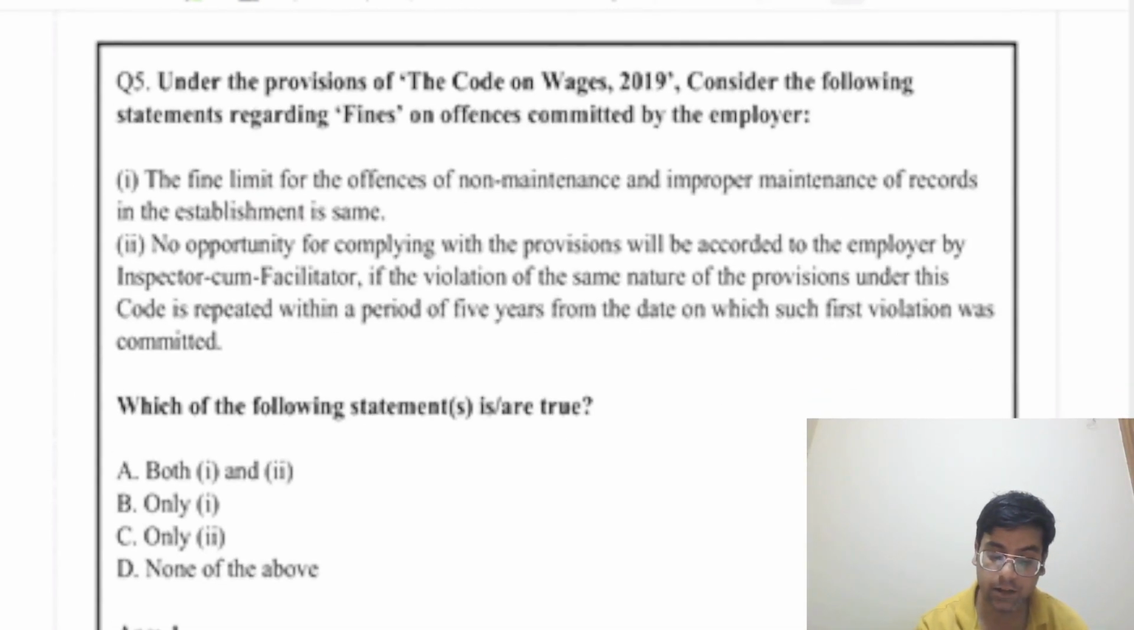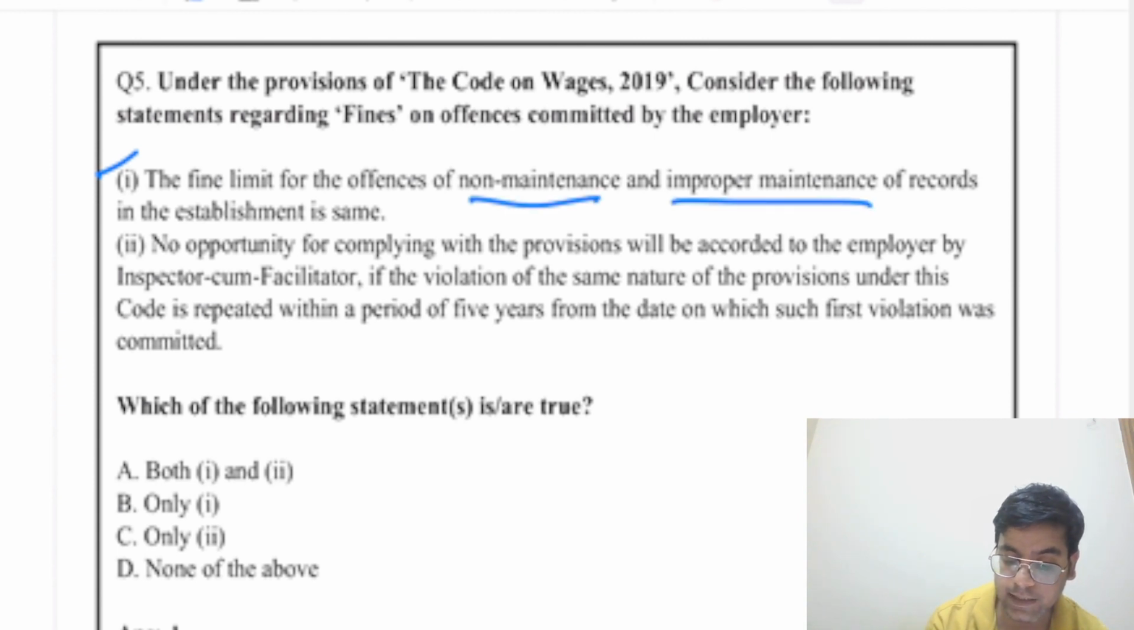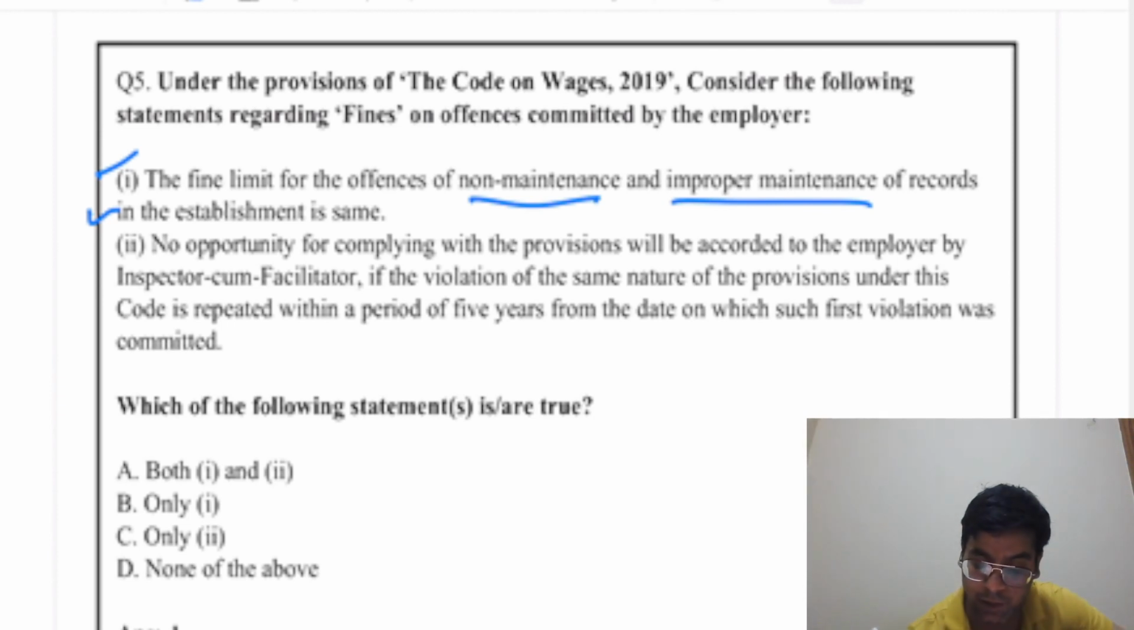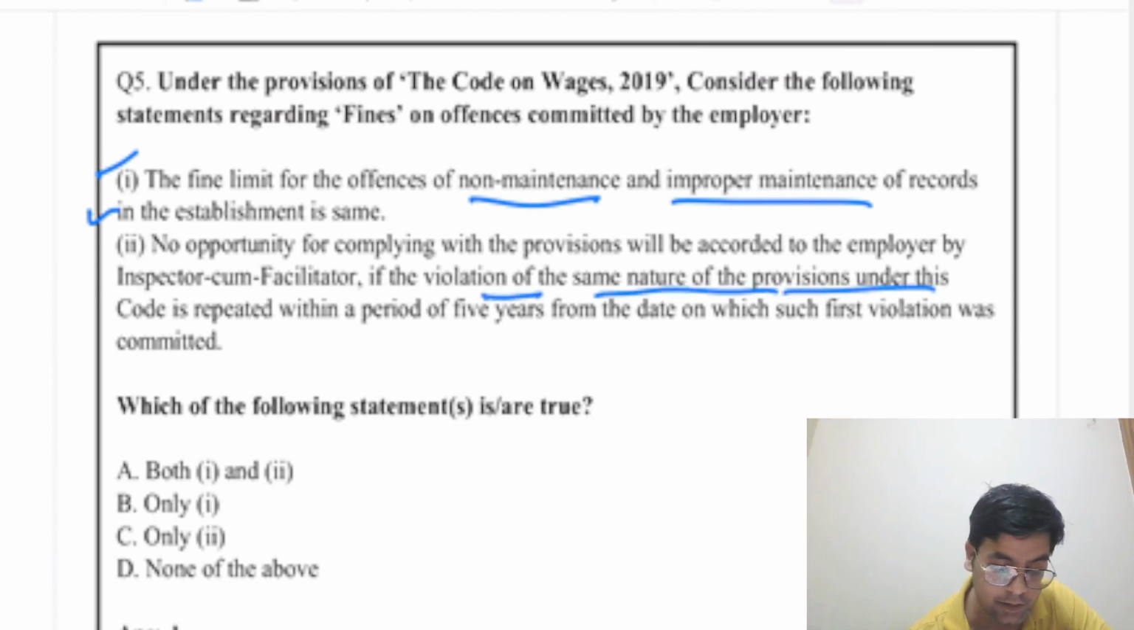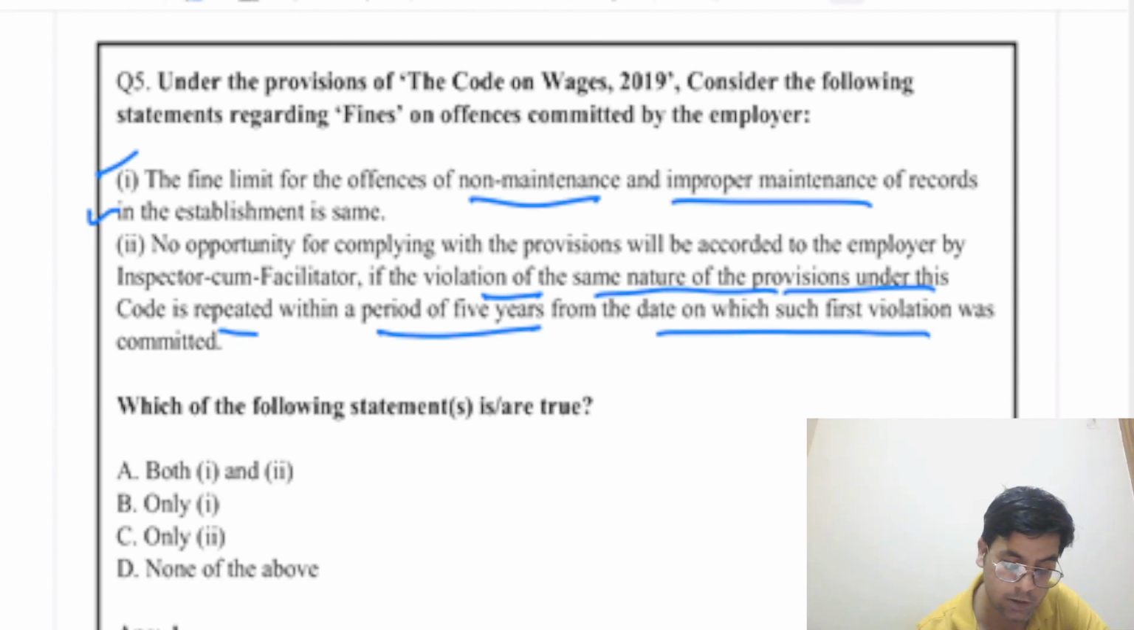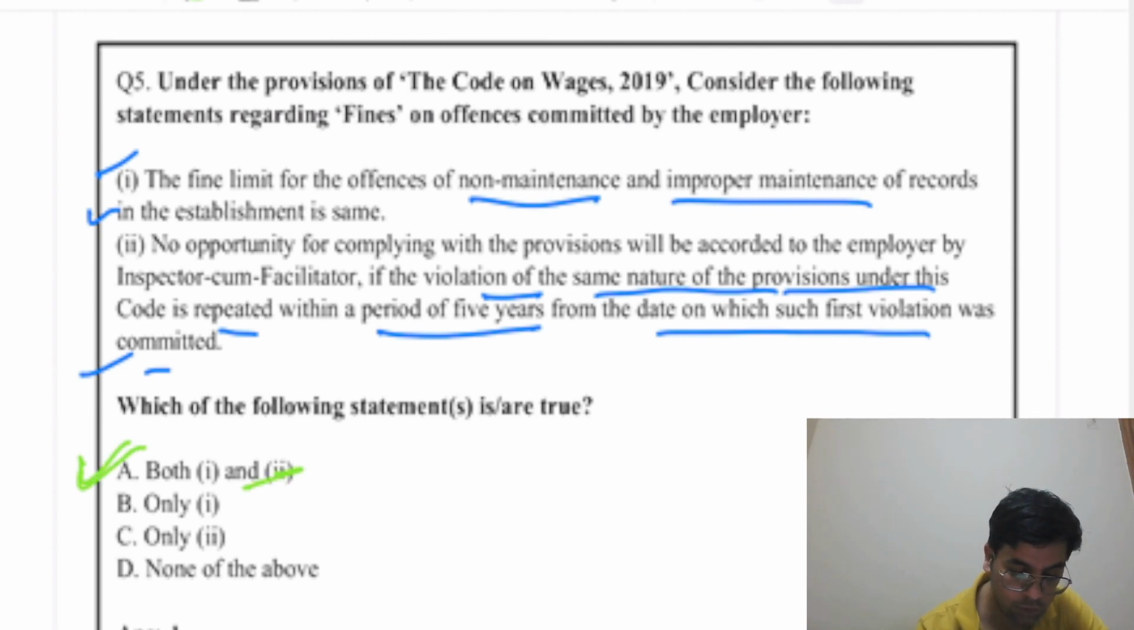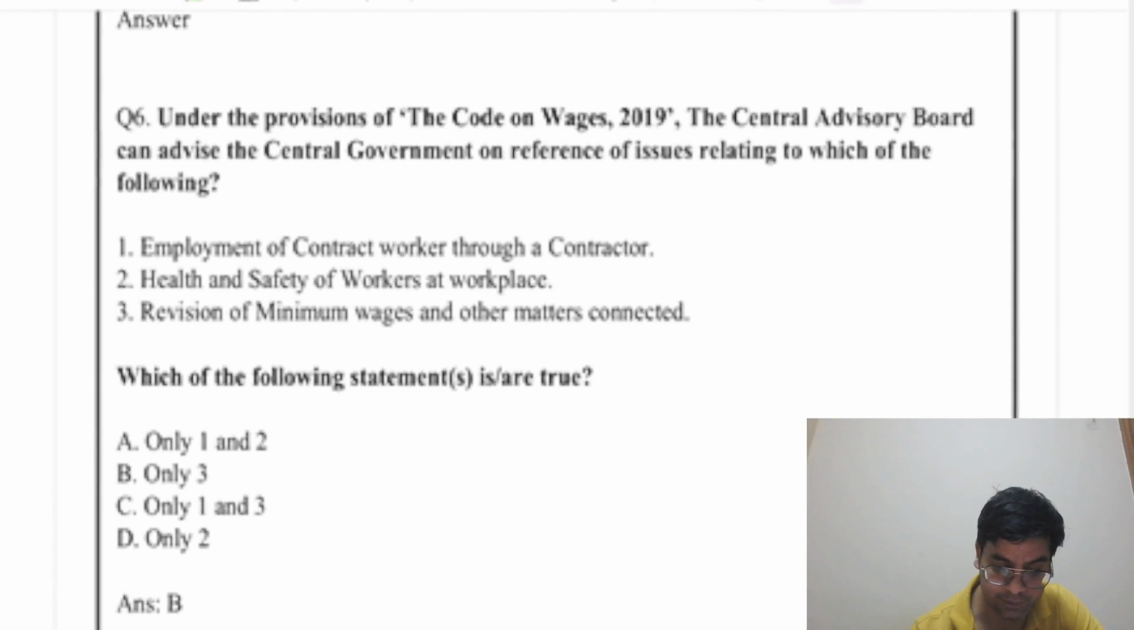Question number 5. Under provision of the Code on Wages, consider the following statements regarding fines on offense committed by the employer. First, the fine limit for the offense of non-maintenance and improper maintenance of records in the establishment is same. Second, no opportunity for complying with the provision will be accorded to the employer by the inspector-cum-facilitator if the violation of the same nature of the provision under this code is repeated within a period of 5 years from the date on which such first violation was committed. Which is true? True is both 1 and 2. Question number 6.